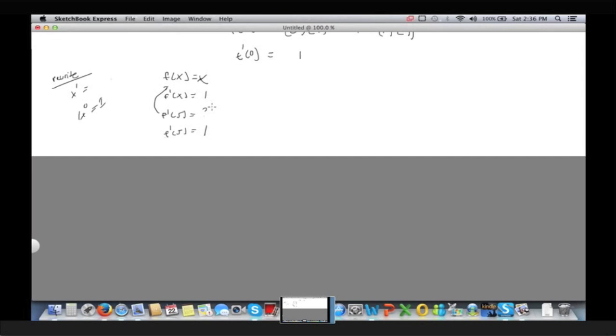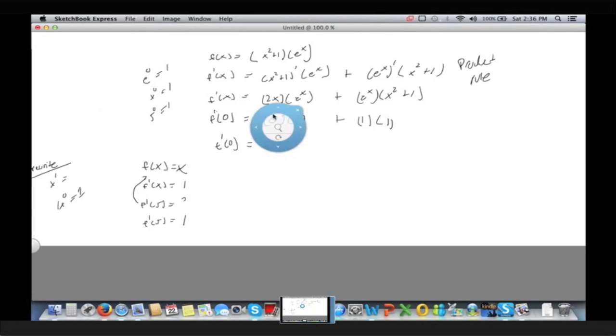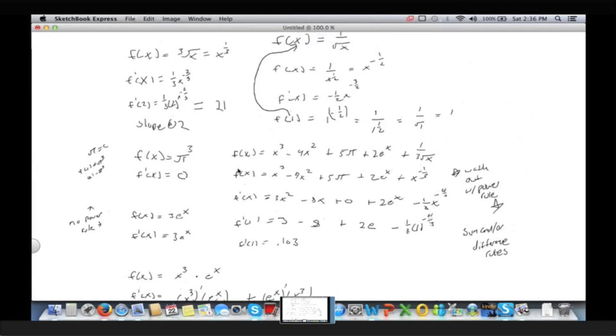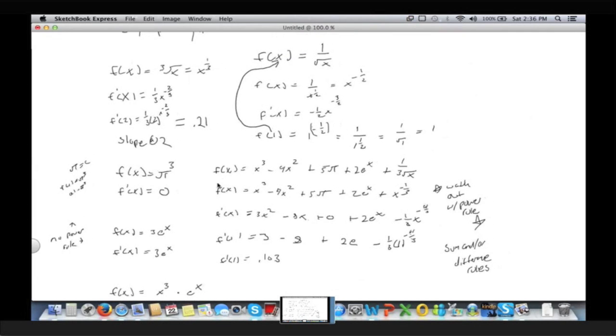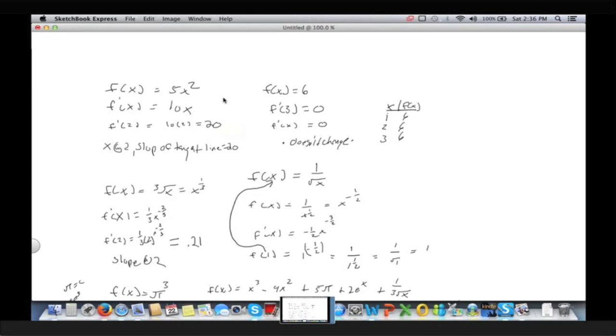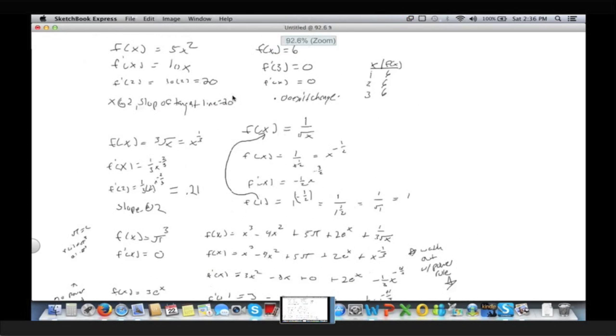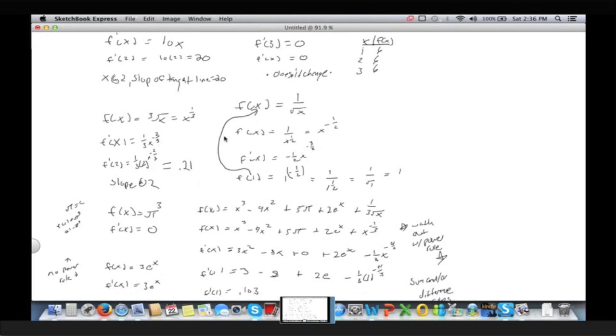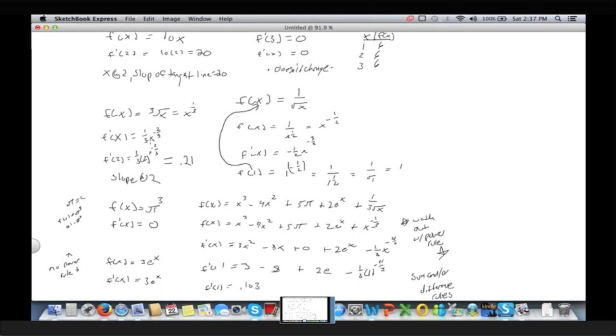Maybe let's back up to a previous example. Let's see. Yeah, so how about the one that you have here? f prime of 1 is 0.103. How would you interpret that? Or no, let's go back up to an even simpler case, the one where it says f prime of 2 is 0.21, under the cube root of x. How would you interpret that f prime of 2 is 0.21?